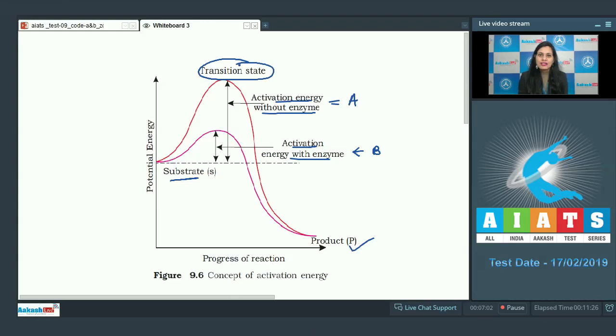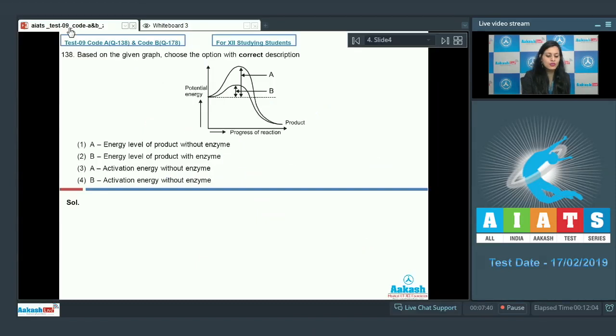And what is activation energy? Activation energy is the minimum amount of energy required to achieve a transition state. So from this graph we can conclude that A is the activation energy without enzyme to reach the transition state, and B is the activation energy with enzyme. In the question, the very first option is A represents energy level of product without enzyme. This is an incorrect option. The second option is B represents energy level of product with enzyme. This is also incorrect.